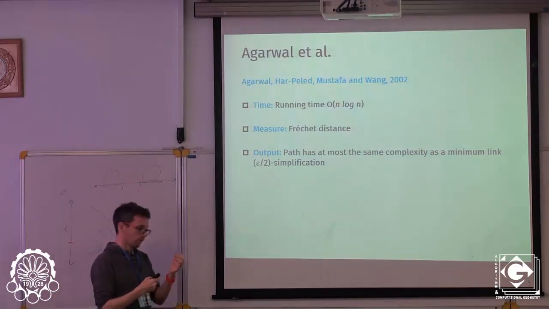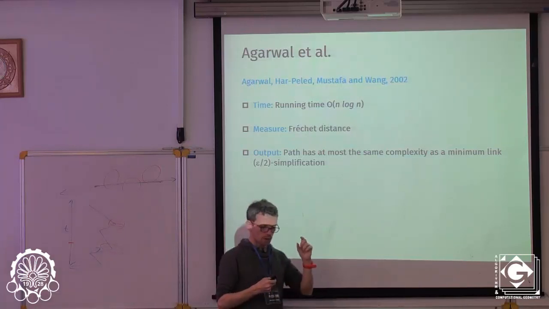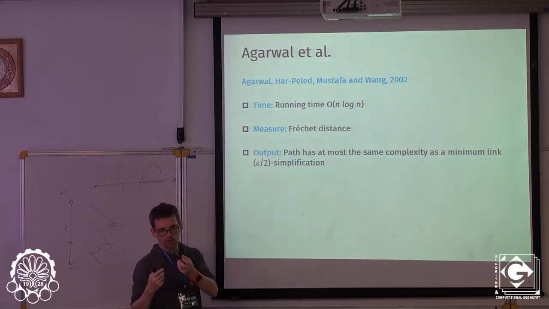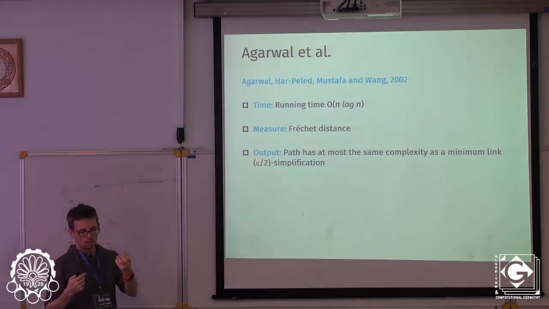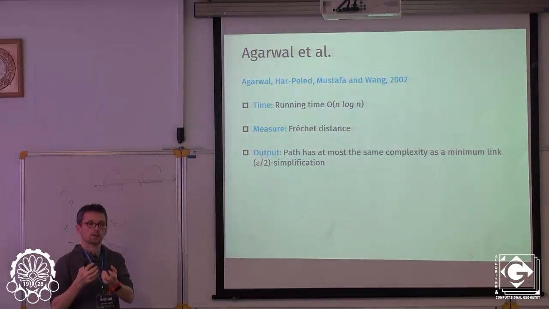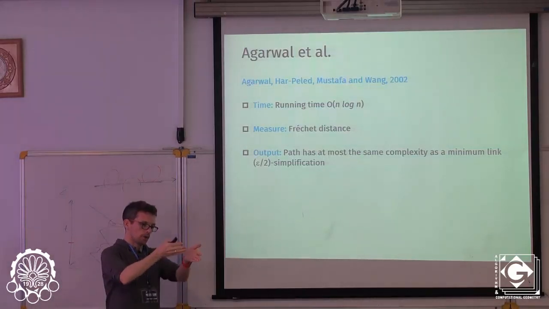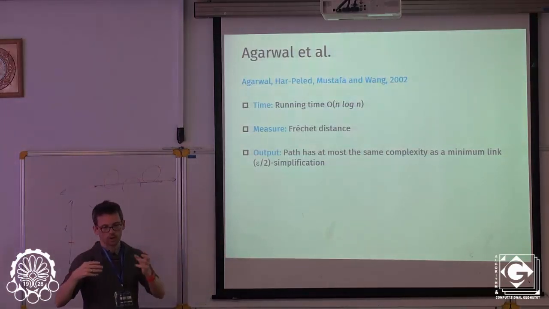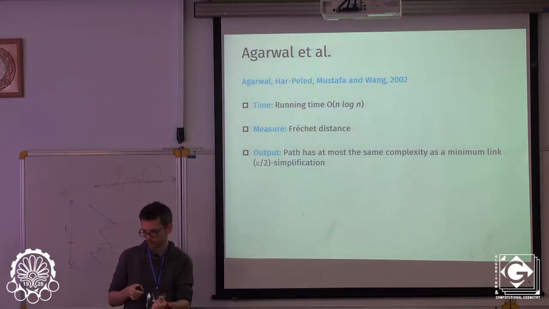Which means that if you just see it as an approximation in terms of the complexity for a given epsilon, it can be arbitrarily bad, but this is really stated as: I give you an epsilon, and the output will have a complexity which will not be worse than what you would have gotten if I had given you half that epsilon.